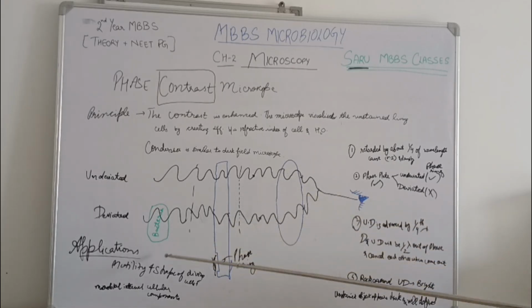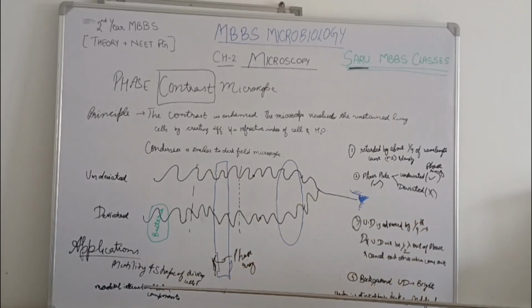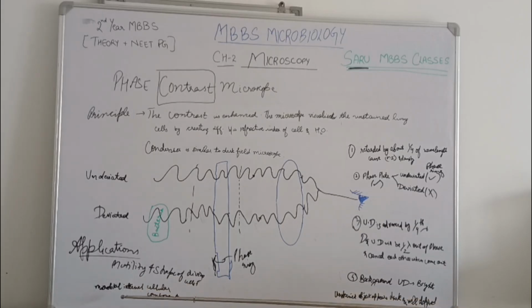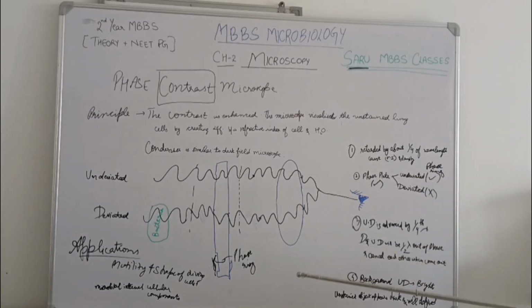Now the applications of this phase contrast microscope: it is useful to identify the motility of bacteria, the shape of living cells, as well as microbial internal cellular components such as inclusion bodies, cell membrane, nuclei, endospores. They become clearly visible. Again, the reason is very similar: the difference in refractive index and density between the internal cellular components and the water.